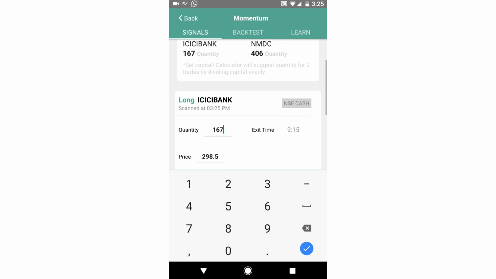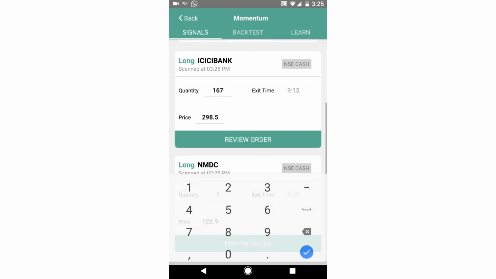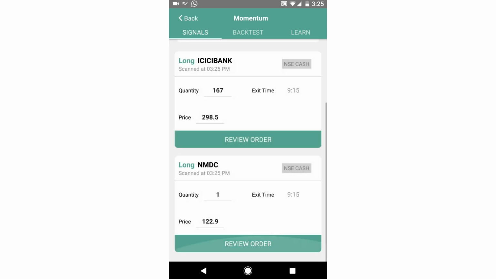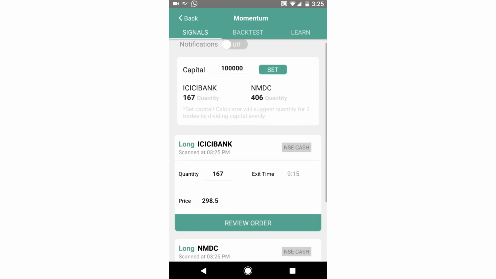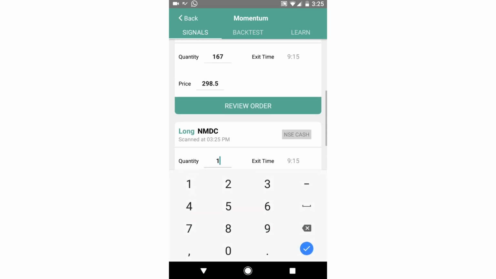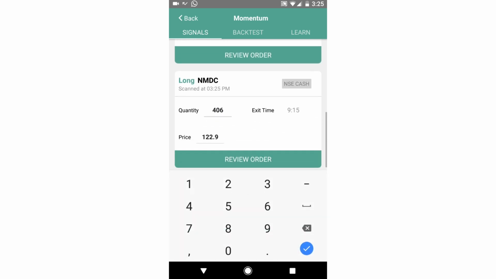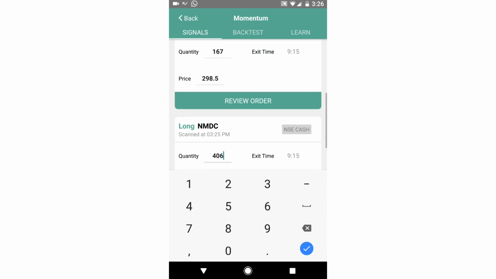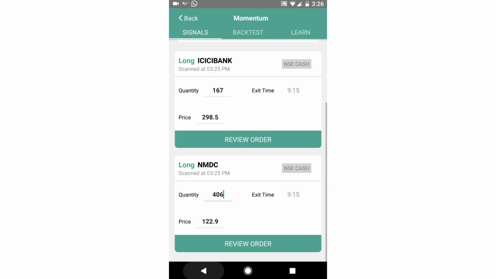So I just need to press 167, click on review order and press the OK button, and the buy order is sent for ICICI Bank with correct position sizing. Same thing for NMDC. I can see 406. So I click on 406 and as you can see, it already has the price to enter with and the exit is already here. All I need to click is OK. Tomorrow morning I'll exit when the market opens, and that's it. That's all I need to do.